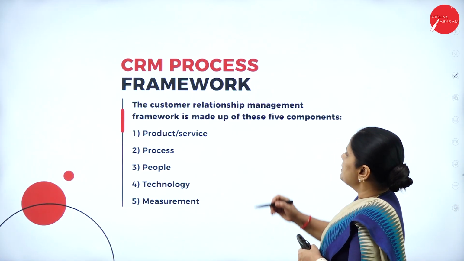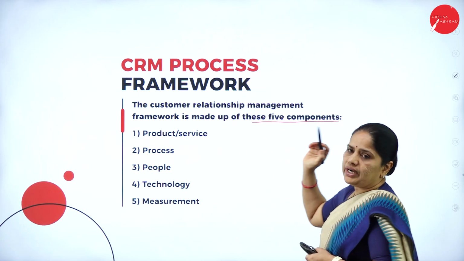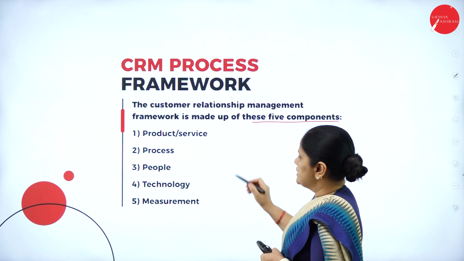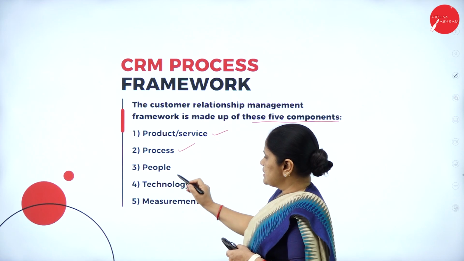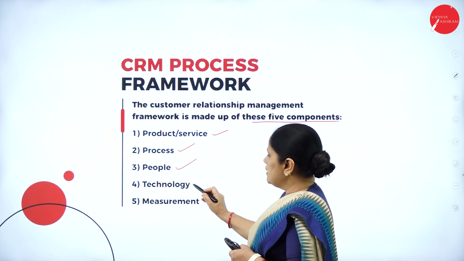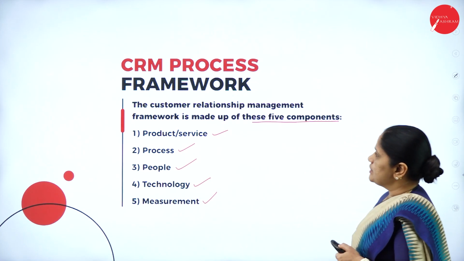Then the customer relationship management framework is made up of these 5 components. So there are 5 components here. One is the product or the service. Second one is the process. Third one is the people. Fourth one is the technology. And fifth one is the measurement.